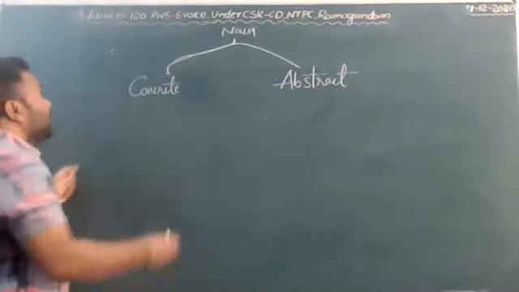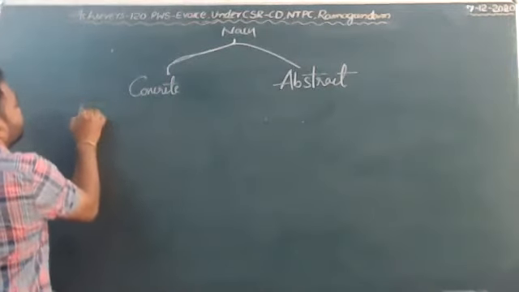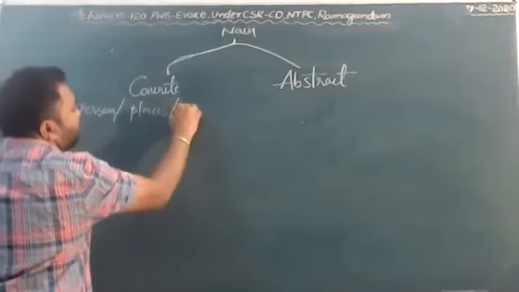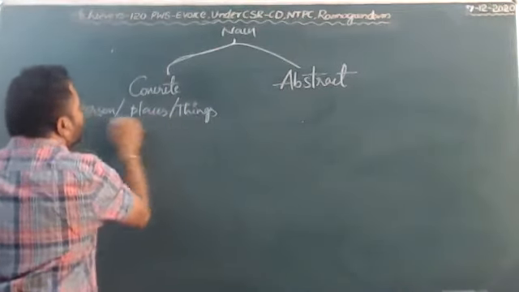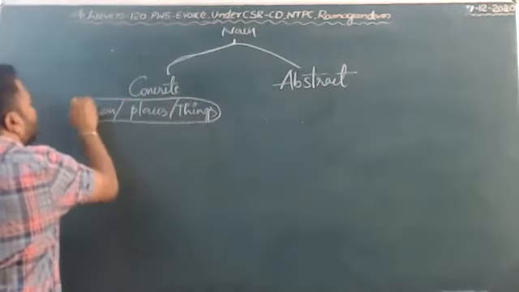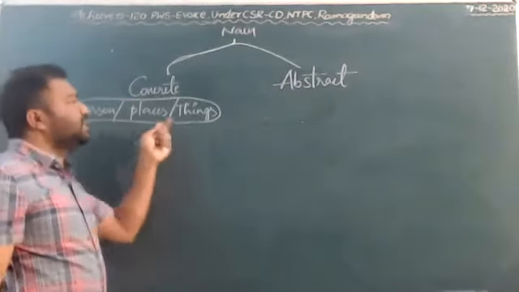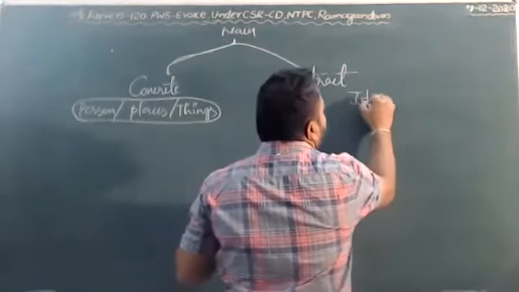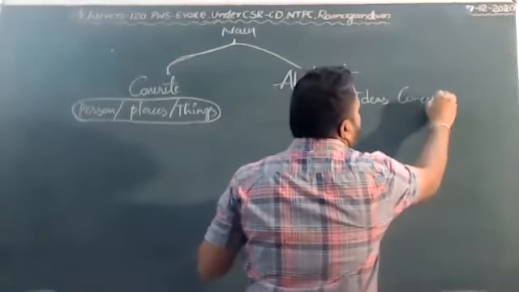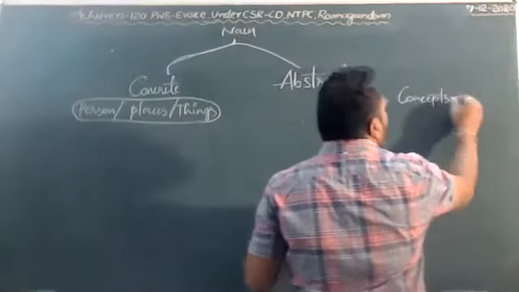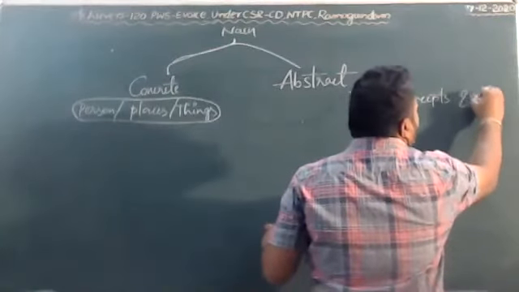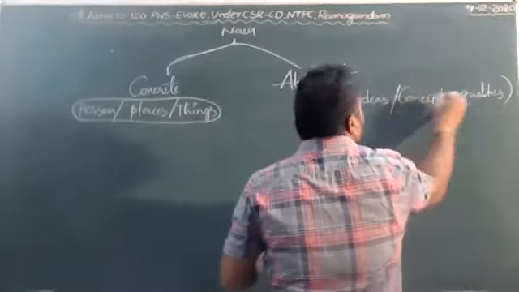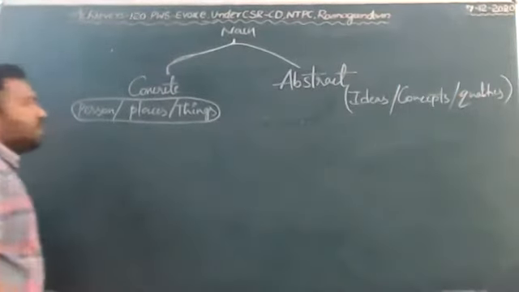Concrete nouns are the names of persons, places, and things. What are abstract nouns? Abstract nouns are like ideas, concepts, qualities. Okay, you understand?